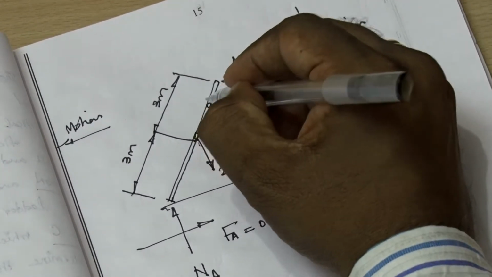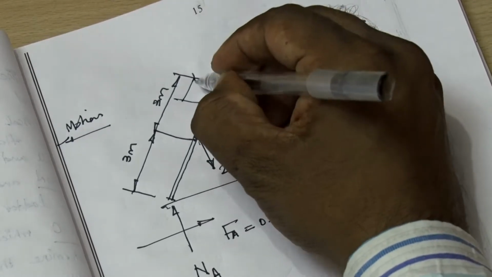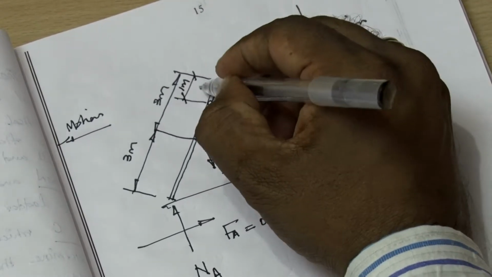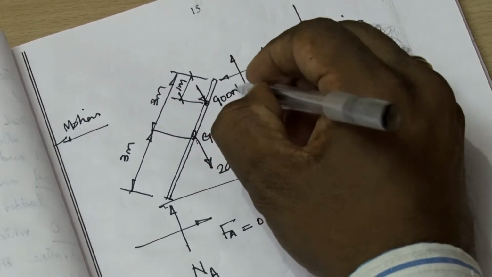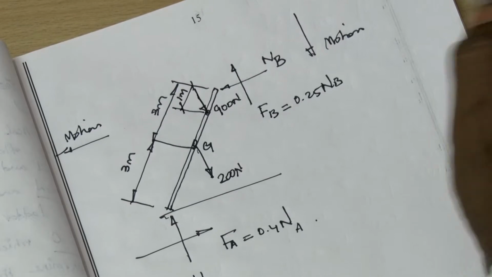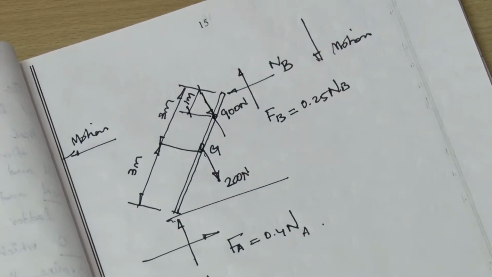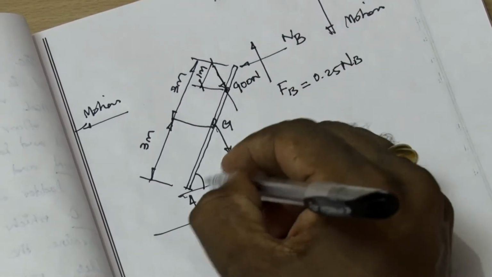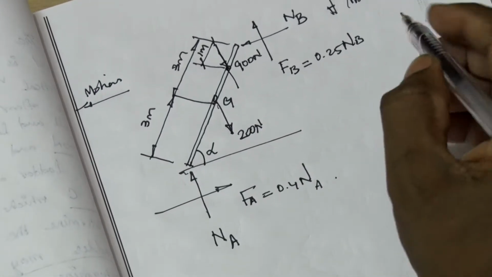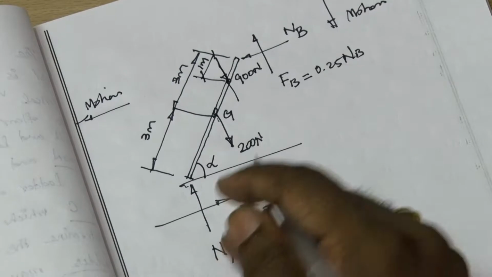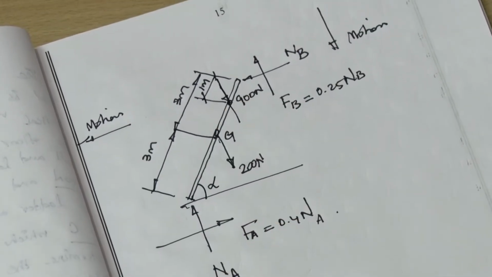Once again, there is 1 meter length. One more load is assumed to be acting. That load is 900 Newton down. Here is alpha. So now you have to find Na, Nb and alpha.